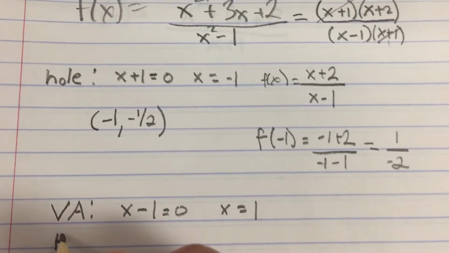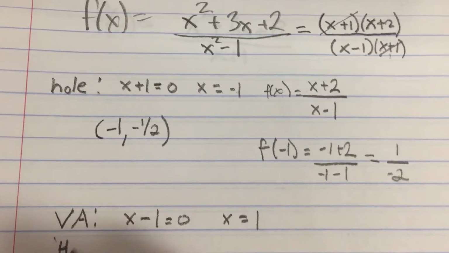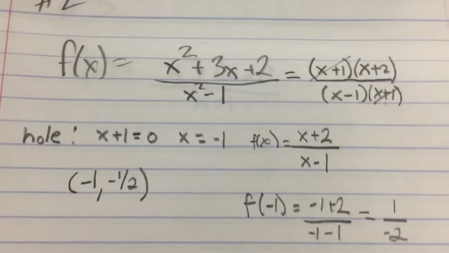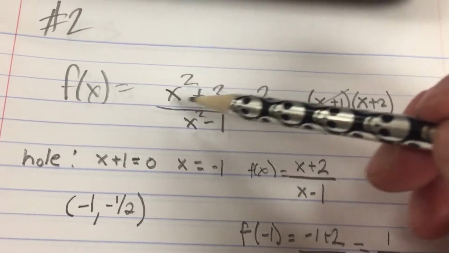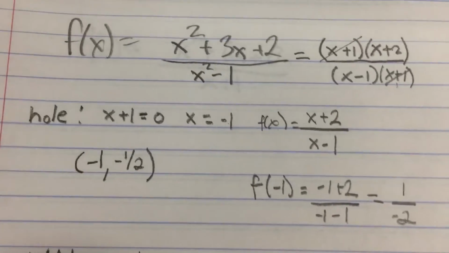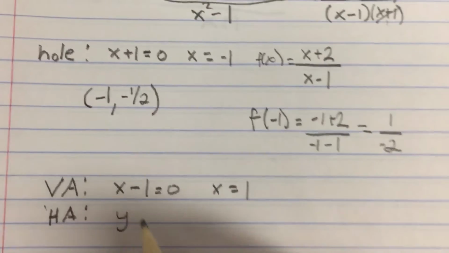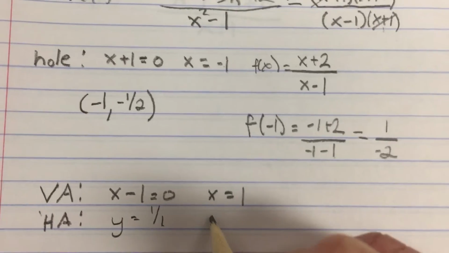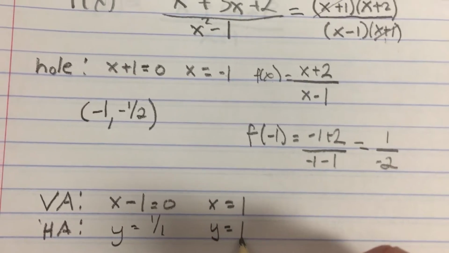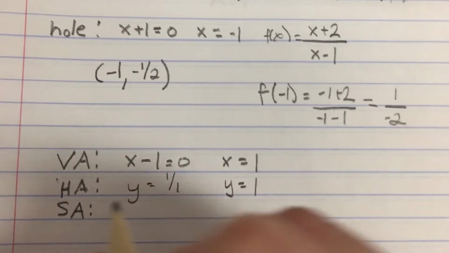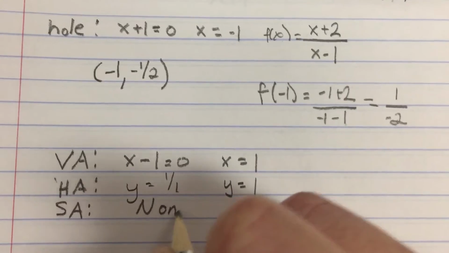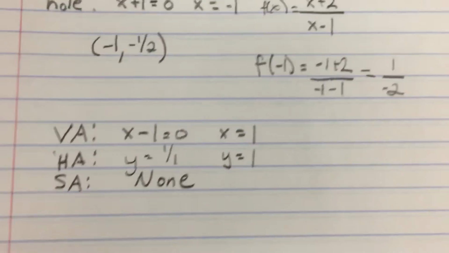Now for my horizontal asymptote. Okay, I go back to my original equation. I have an x squared and an x squared, so they are the same. So again, I'm going to take my coefficients and divide them. So 1 divided by 1 leaves you with 1. I have a horizontal asymptote, which means automatically I do not have a slant asymptote. So I can write the word none.